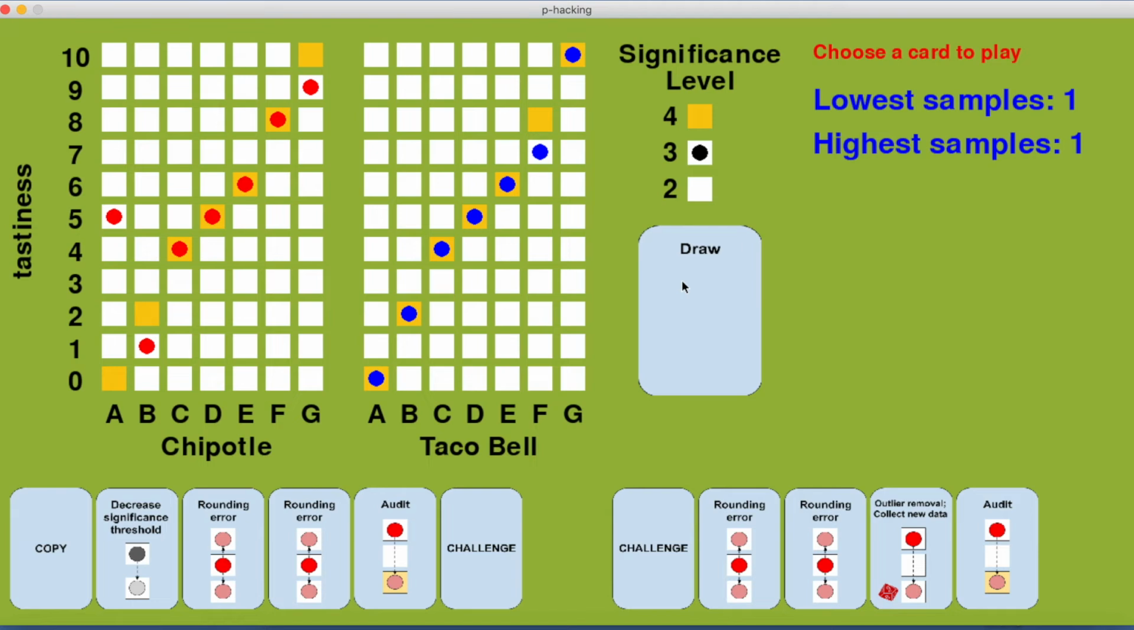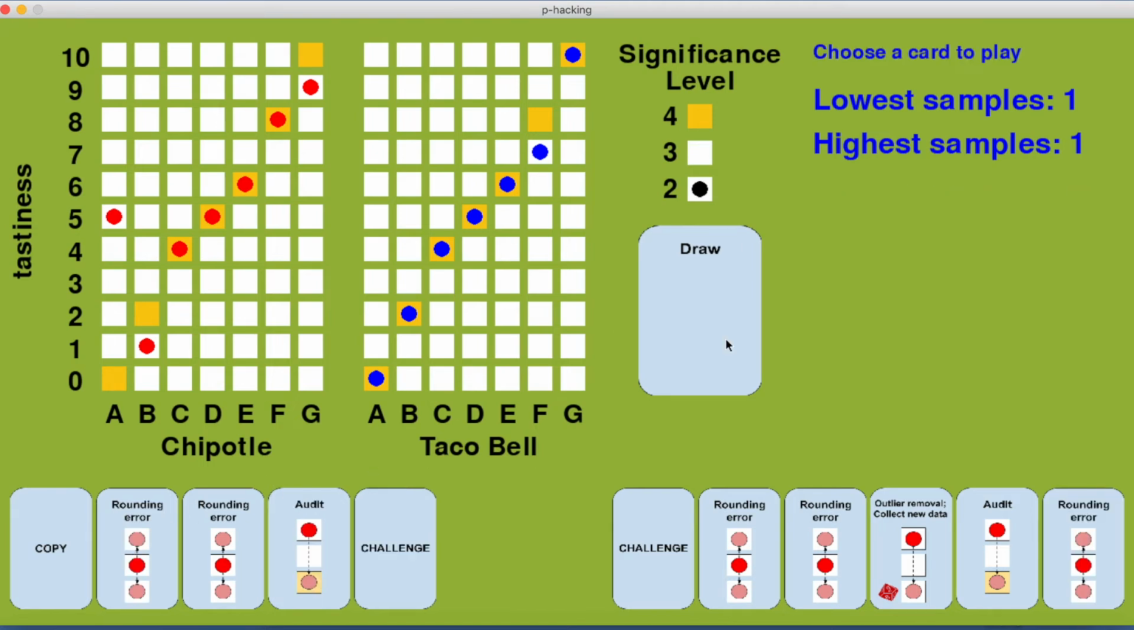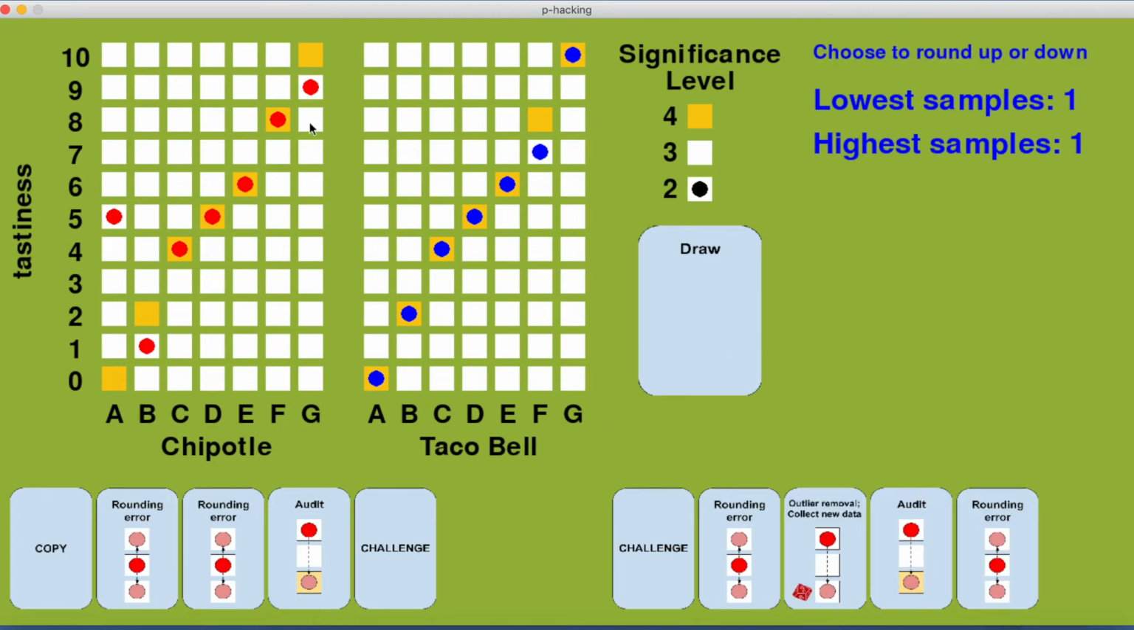And maybe at this point, red also wants to decrease the significance threshold. Blue can use the rounding error action to decrease one of red's samples. Red can use a rounding error action to increase one of their samples. Let's say blue contaminates one of red's samples. And red, again, uses a rounding error to increase their lowest sample.